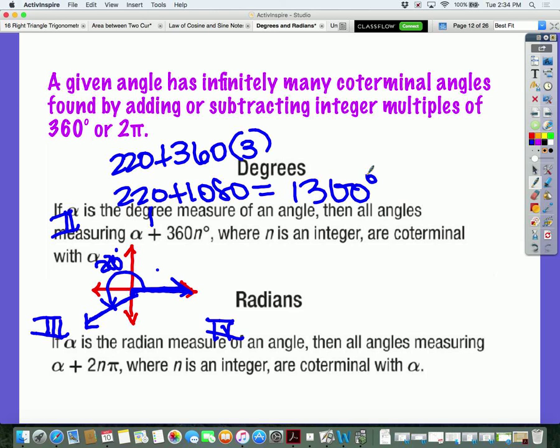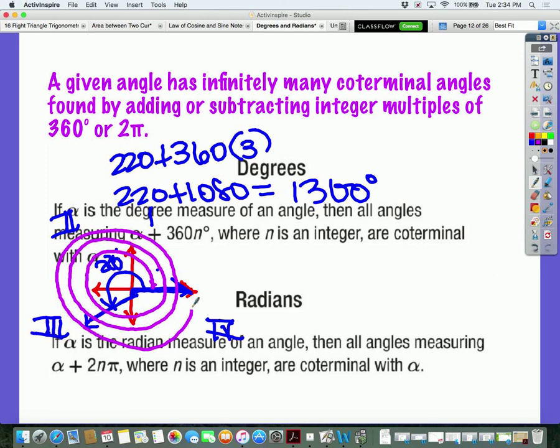So that basically means that if I were traveling in a positive direction from that initial side, 1,300 degrees, there's 360, 720, 1,080, and the final 220 degrees. That right there is a coterminal angle, and that's how you would draw it.